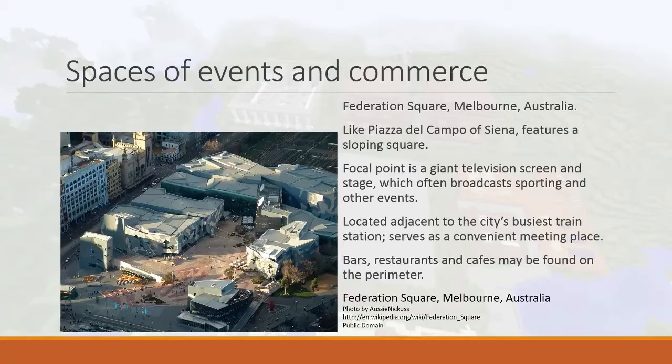It also is next to the city's busiest train station. So again, off the screen, at the bottom of this picture here, that's Flinders Street Station, which is the busiest train station in Melbourne. So if you want to meet someone in the city, saying, well, let's go meet in Federation Square, that's easy because it's close to transportation, it's well known, it's an open space. The location is in the middle of the city, and so it's convenient to hang out and meet people there.